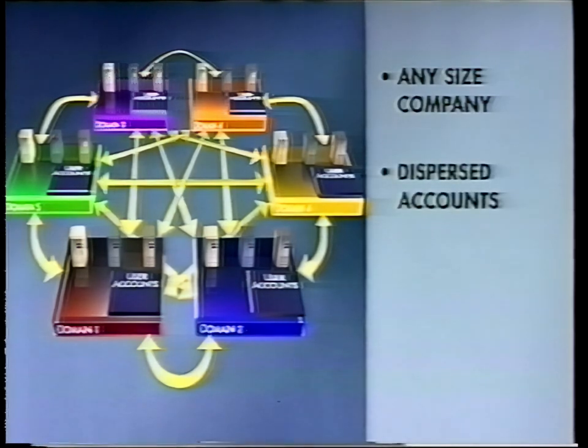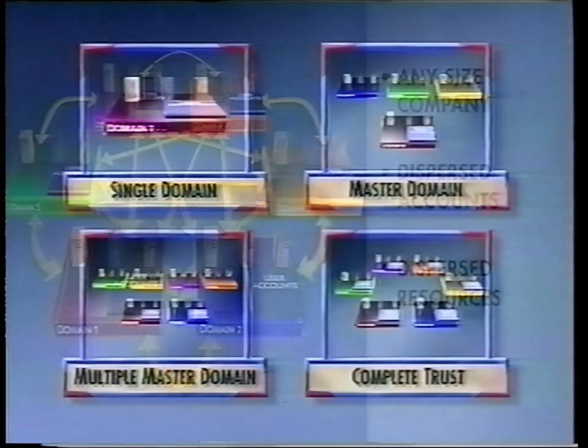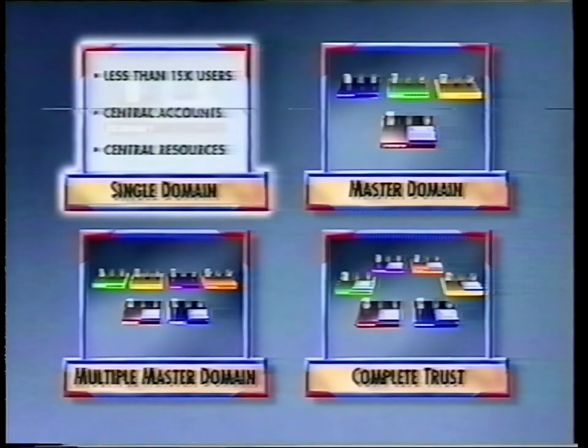It is best for companies where both users and resources are grouped into departmental units and where each department has full control over its own user accounts and resources. The 4 domain models provide a network architecture for any organization, from the simplest to the most complex. The single domain may be the best design for smaller companies that want centralized account administration. There are no trusts to manage.